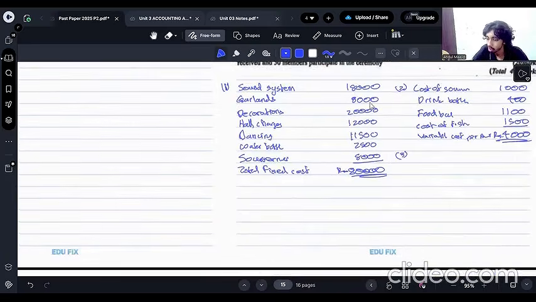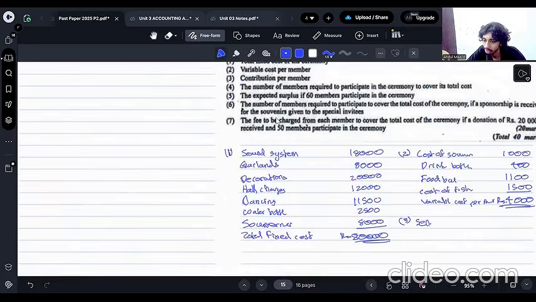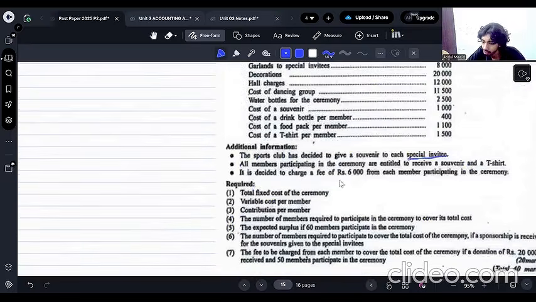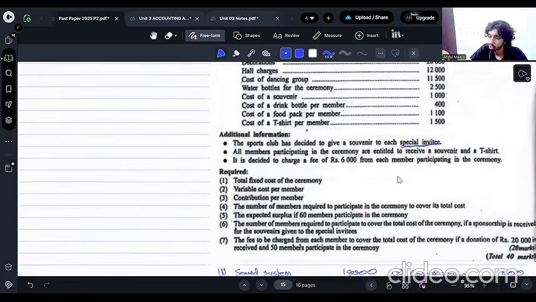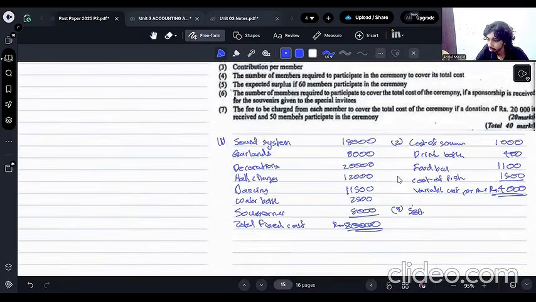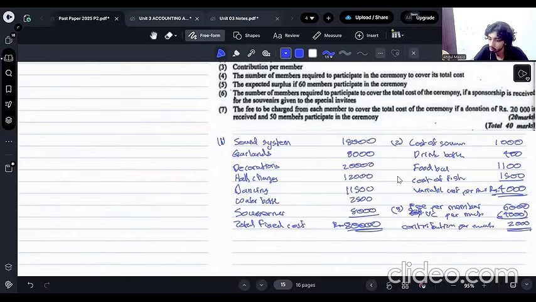Third one, contribution per member equals selling price of a ticket. What are they having as a ticket? It is decided to charge a fee of 6,000 from each member. You can say fee per member, 6,000, minus variable cost per member, 4,000. You can get contribution per member, 2,000. Contribution per member 2,000.